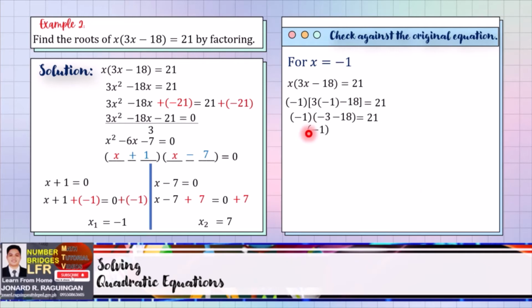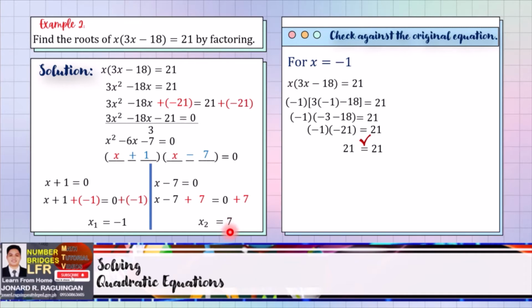Copy negative 1. Negative 3 minus 18 is negative 21, which is equal to 21. Negative 1 times negative 21 is equal to positive 21, which is equal to 21. The left side and the right side are equal, then we have a true equation. So, x equal to negative 1 is a solution of x times 3x minus 18 is equal to 21.